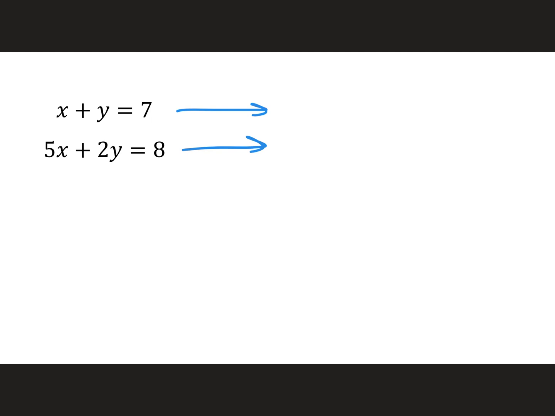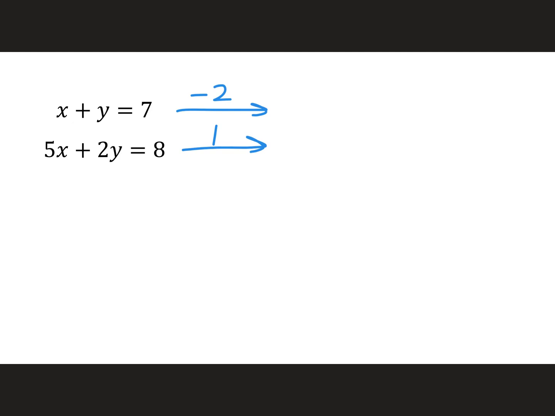I'm either going to multiply the top row by a -5 so my x's cancel out, or I'll multiply my top row by a -2 so that my y's cancel out. Does it matter which one I do? Not at all. So I'm just going to use the smaller number. I'm going to multiply the top by -2, and I'm going to keep the bottom the same. So I'm just going to put a 1 there that I'm multiplying.